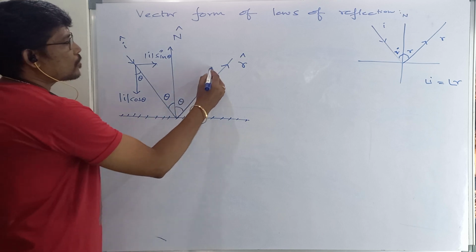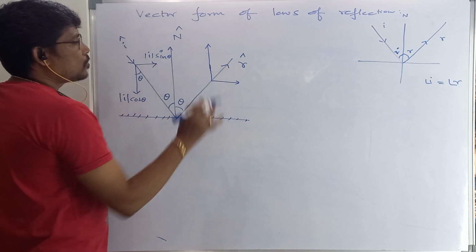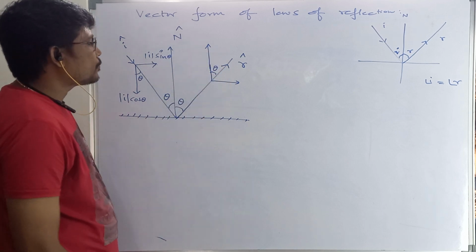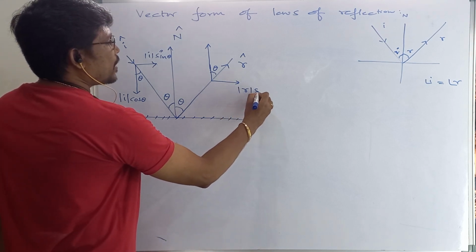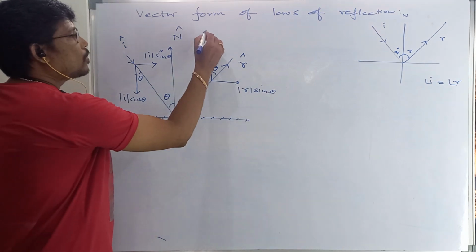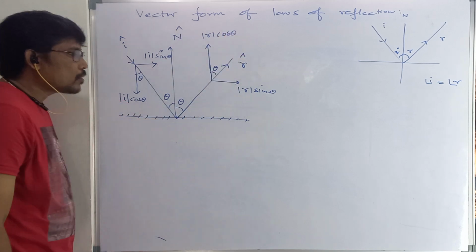Now as usual, these are the corresponding angles. This is theta, and of course this is theta. Now here is R bar sin theta, right, students? R bar sin theta. And this is R bar cos theta.